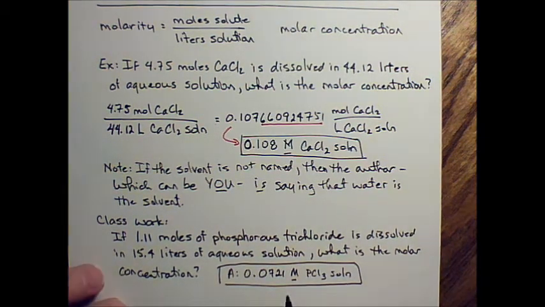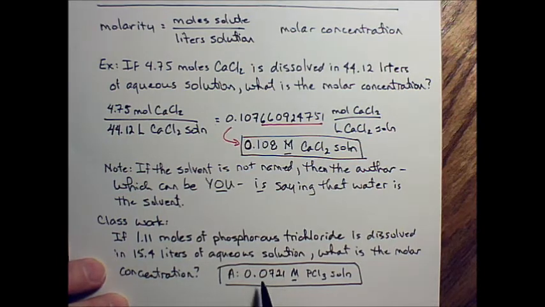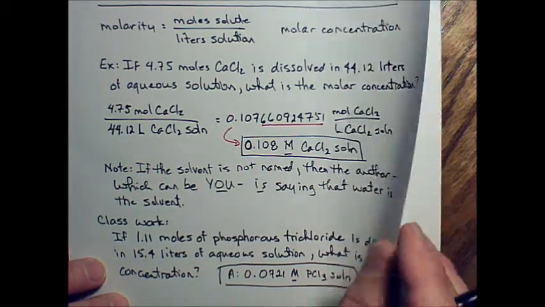All right. Your final answer should be 0.0721 molar PCl3 solution. Okay. Just a reminder, leading zeros are not significant. So if you need 3 significant digits to match these, you have to start with the 7 being the first significant digit. So 721 is the correct answer.